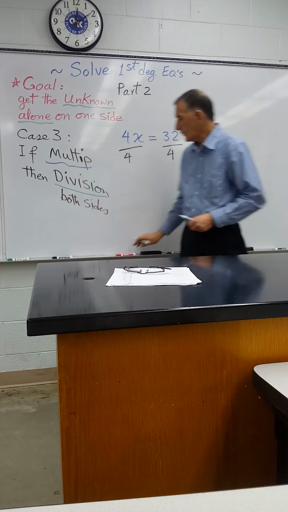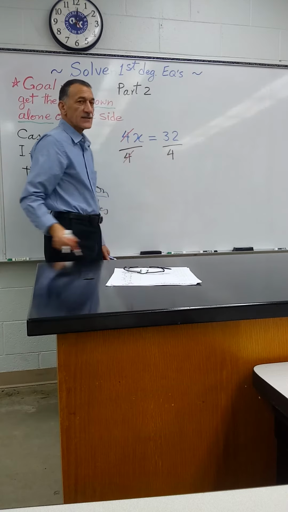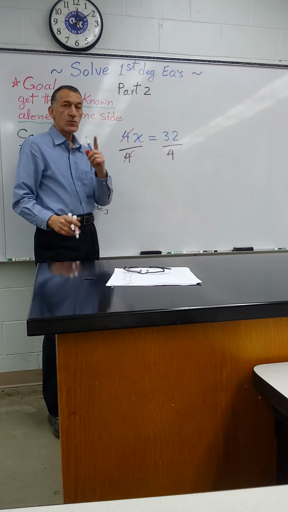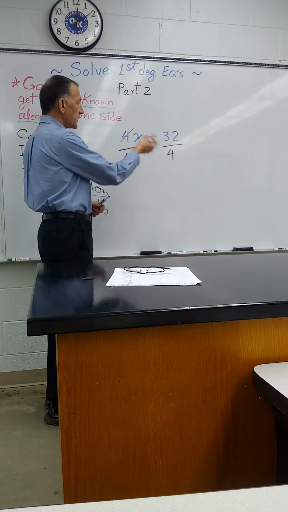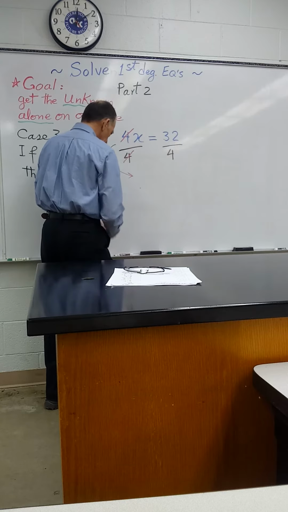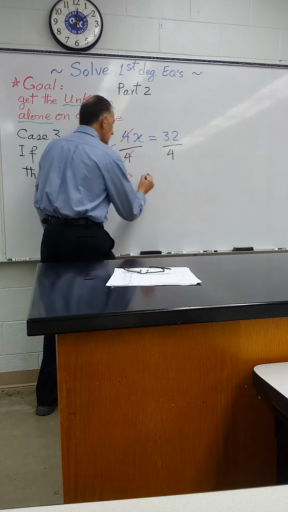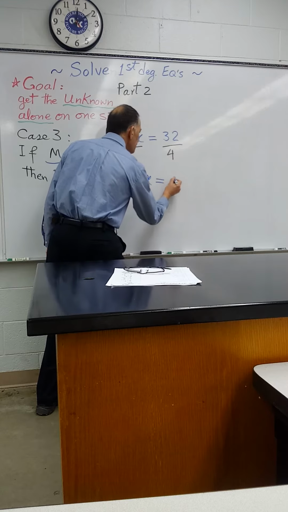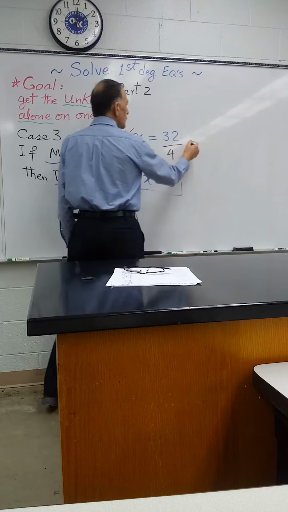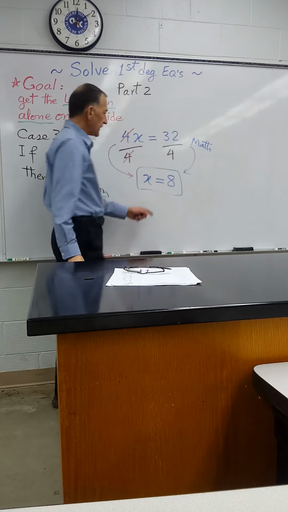So therefore, now 4 and 4 cancel, and it doesn't give you 0 this time, it gives you 1. 4 over 4 is 1, 1 times x is x, so x comes out alone, and on the other side you do the math. So x is equal to 8. And that's the final answer right there, you're done, finished.